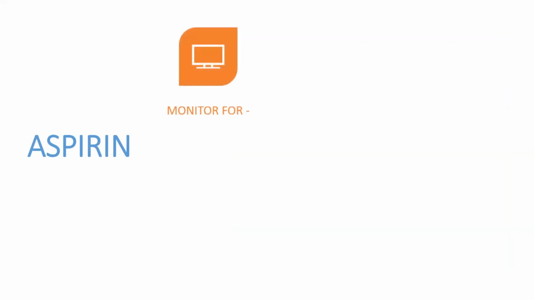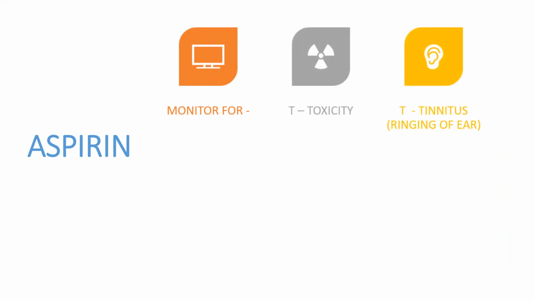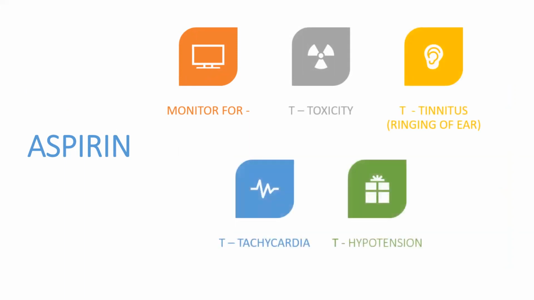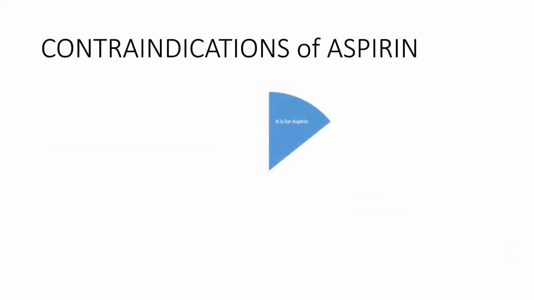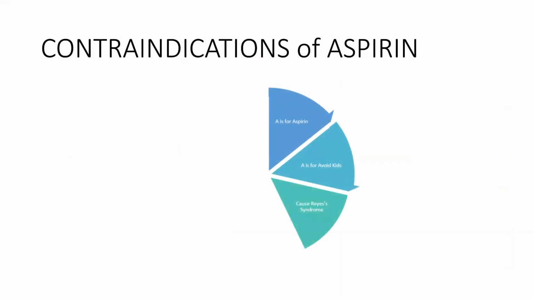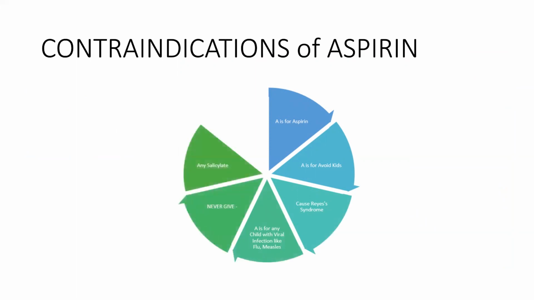Next is aspirin. If you are taking aspirin, we should monitor for toxicity, T for tinnitus, which is ringing of the ears, T for tachycardia, and T for tension, which is hypotension. Contraindications of aspirin: A is for avoid in kids because it causes Reye's syndrome if taken by kids. A child with a viral infection like flu or measles should not be given aspirin, and never give any salicylate. Bismuth subsalicylate like Pepto-Bismol is also not good to give to kids.